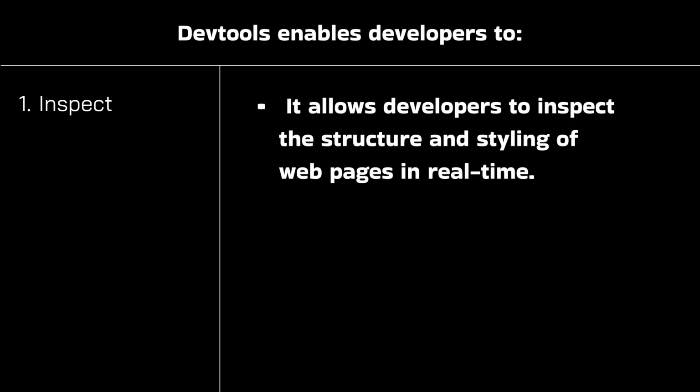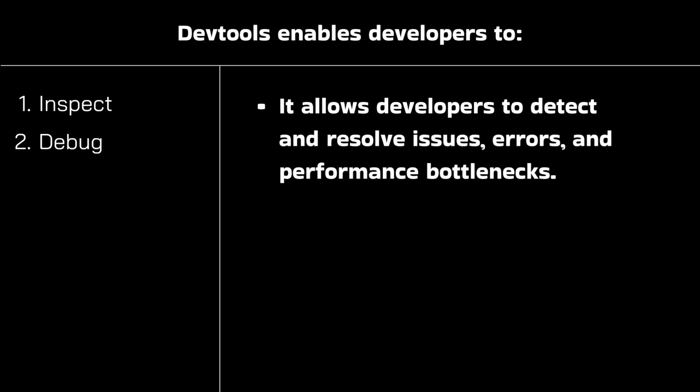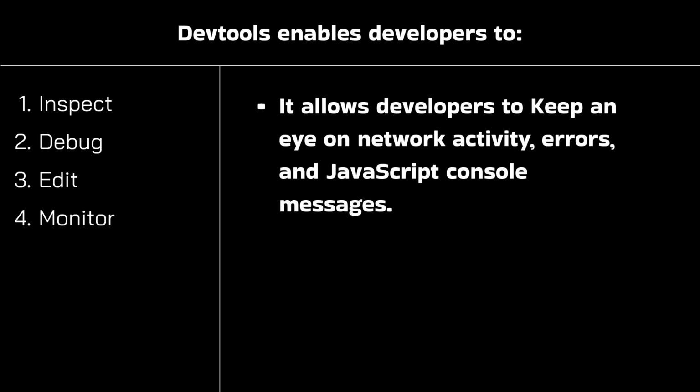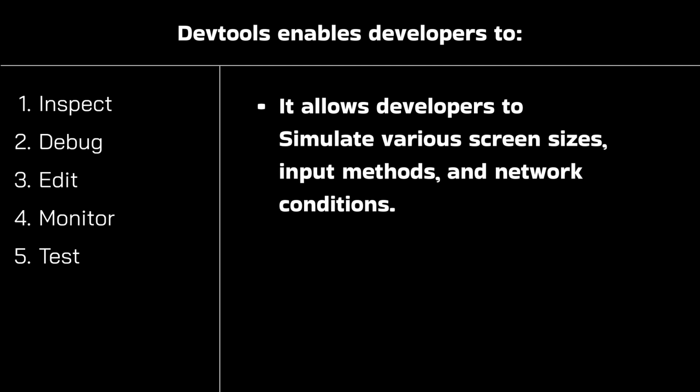It enables developers to inspect. It allows developers to inspect the structure and styling of web pages in real time. Debug. It allows developers to detect and resolve issues, errors, and performance bottlenecks. Edit. It allows developers to modify HTML, CSS, and JavaScript on the fly to see instant results on the web page. Monitor. It allows developers to keep an eye on network activity, errors, and JavaScript console messages. And lastly, Test. It allows developers to simulate various screen sizes, input methods, and network conditions.